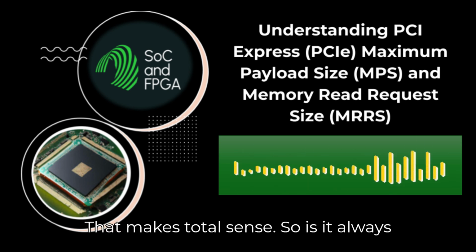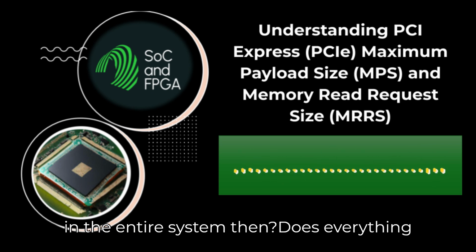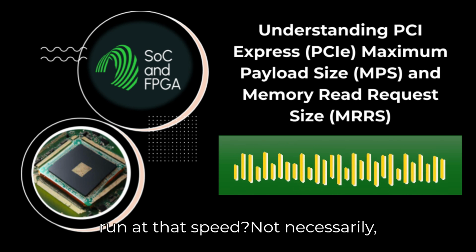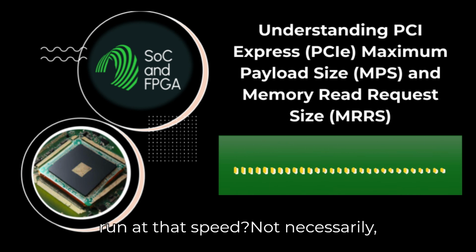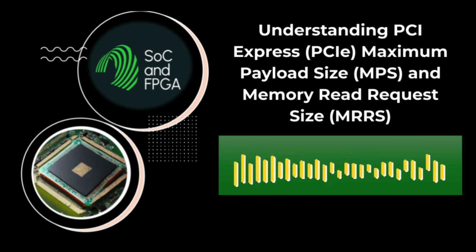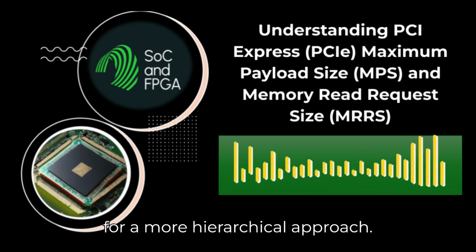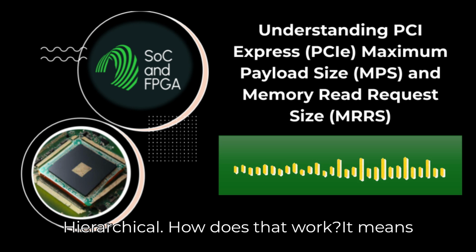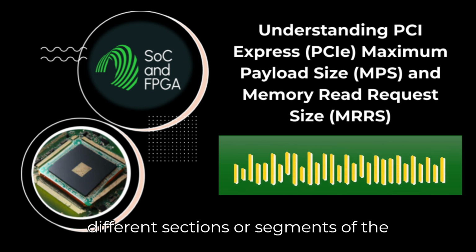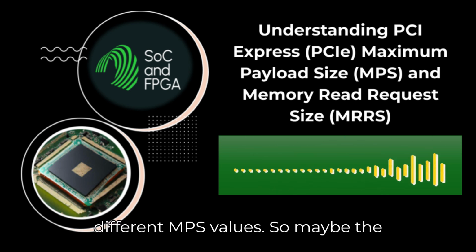That makes total sense. So is it always just about finding that single lowest MPS in the entire system then? Does everything run at that speed? Not necessarily, especially in modern computers. Operating systems like Linux have gotten smarter. There's a setting, pcie_bus_perf, that allows for a more hierarchical approach. Hierarchical, how does that work? It means different sections or segments of the PCIe highway can potentially operate at different MPS values.